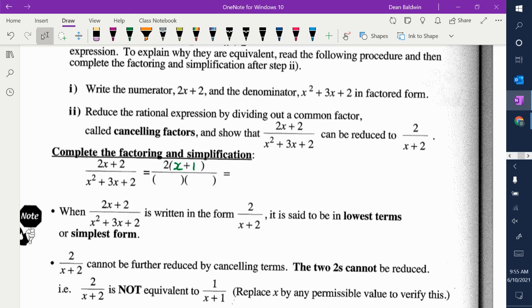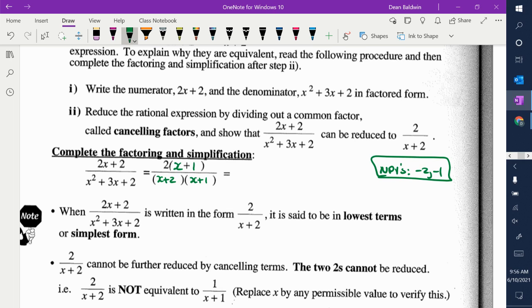The bottom factors to what? 2 and 1 multiplies to 2, adds to 3. So you get x plus 2 times x plus 1. At this stage, before you start canceling stuff, write your NPVs. What is x not allowed to be? Negative 2 and negative 1. You get a mark for your NPVs. If you tell me the NPVs, you get 1 mark. So all you have to do is factor the bottom, and you get both of them.